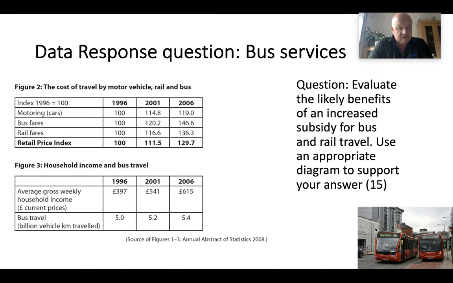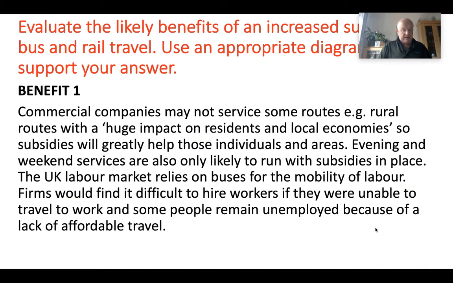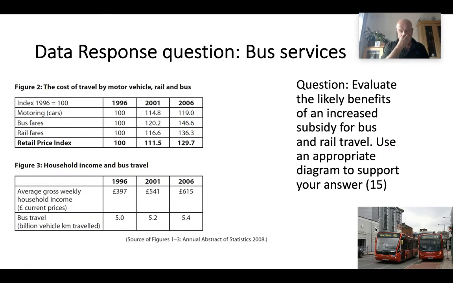So that's 1996 values. And then you can also consider the costs of different forms of travel, and the variation between that and average gross weekly household income, and also bus travel. So you've got some information there. We've talked about that question, and I'd like you to have a go at planning that, okay? And then what we've also done is included in the next few slides some examples of how you might go about answering that particular question, okay?